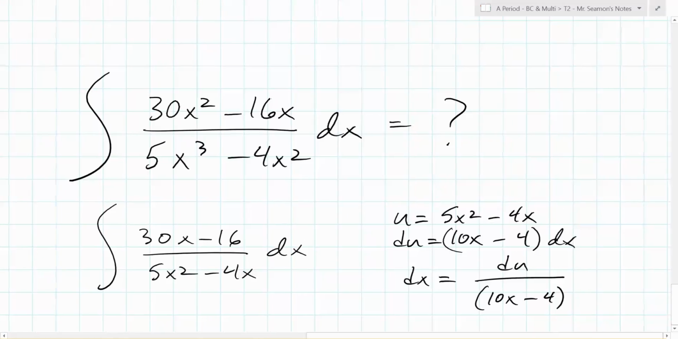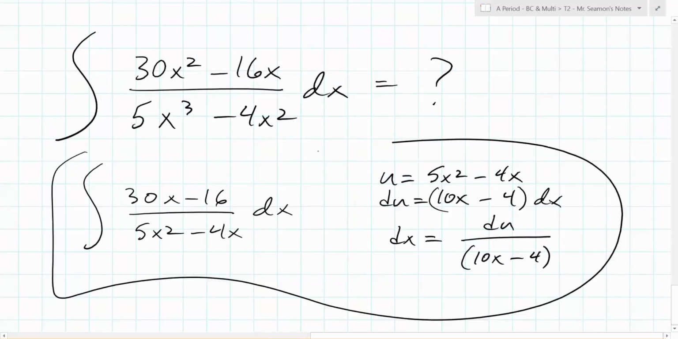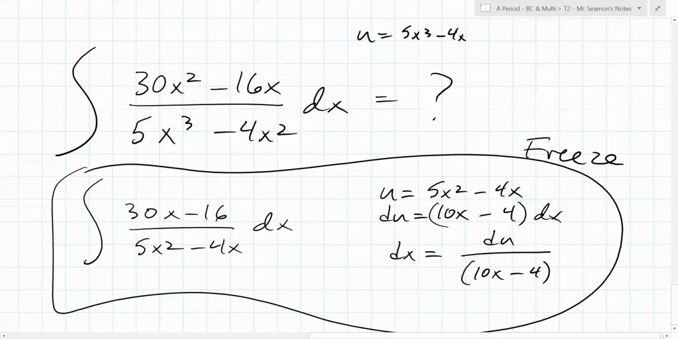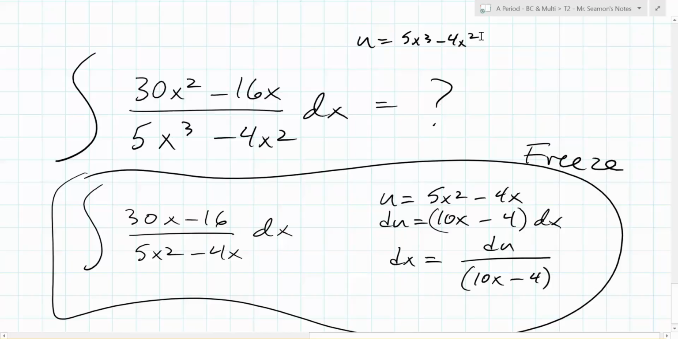So this is what I'd like you to do instead. Shelve this. Keep it up there. This is fine. Freeze this. Instead, start here. Let u equal 5x cubed minus 4x squared. Do that instead for me, okay? Freeze. Instead, do not cancel. And do let u equal that.